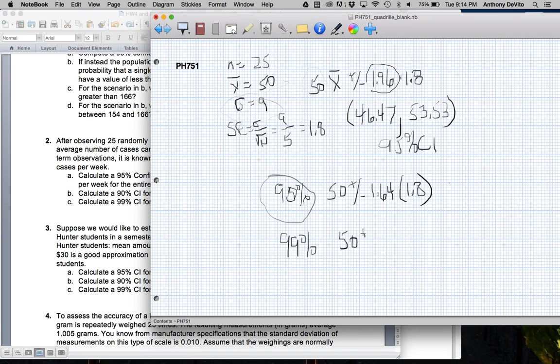That's going to be 50 plus or minus 2.58, and we know that this 1.64 and the 2.58 are coming from our z table, times 1.8. Okay, I'm not going to bother to work out the actual numbers for the 90% and 99%. I'll leave that up to you, but I think you should be able to get through with that. Okay, let's take a look at number 3.